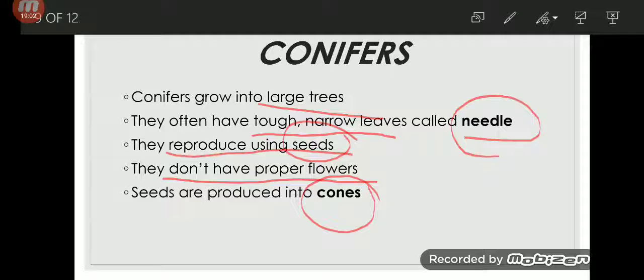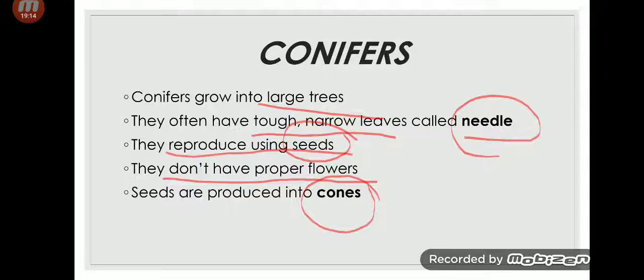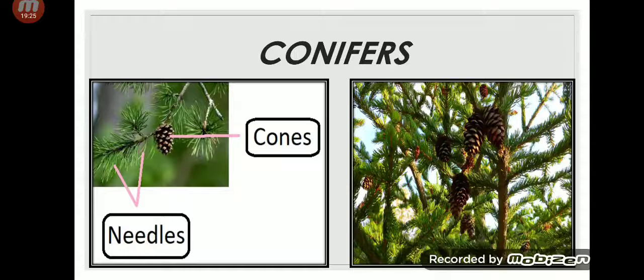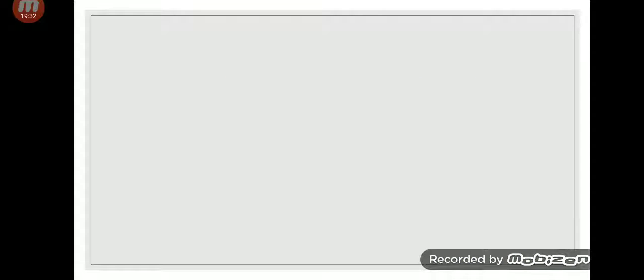These are large trees. Their leaves are called needles. They reproduce using seeds. They don't have proper flowers, and their seeds are produced in cones. Here you can see I have labeled the cones and the needles. And this is a picture showing a conifer tree. Not one, there are a lot of conifer trees. Okay. Now we will proceed toward our fourth group of plants, which is flowering plants.